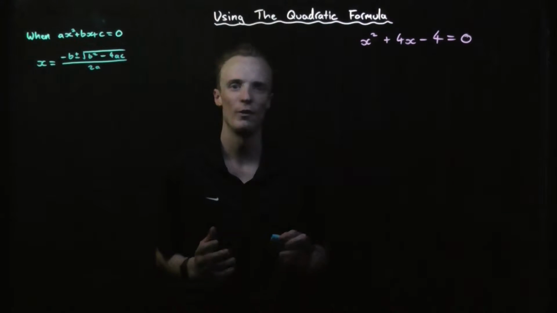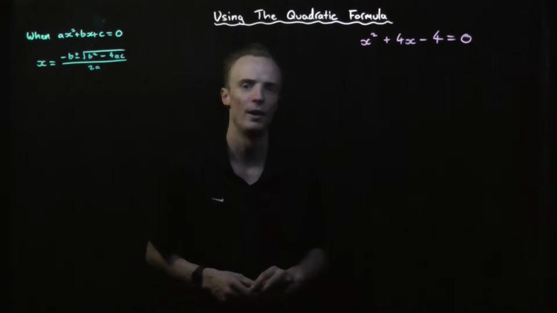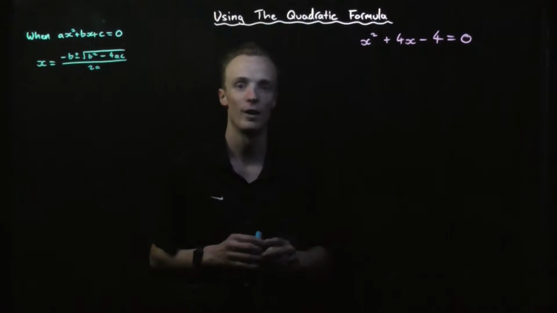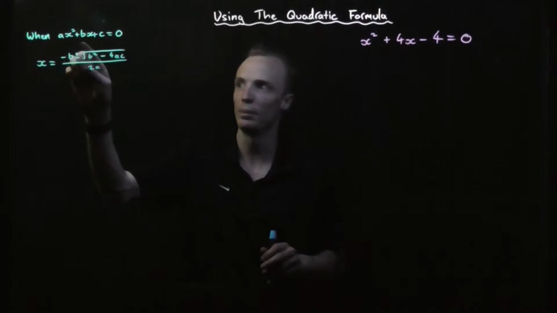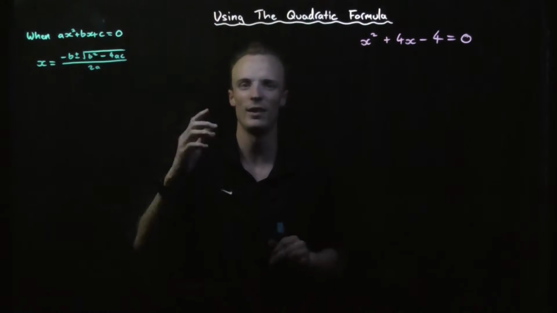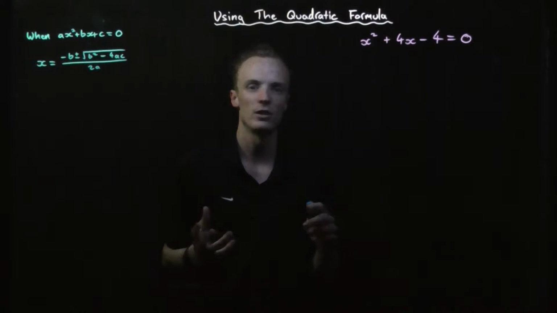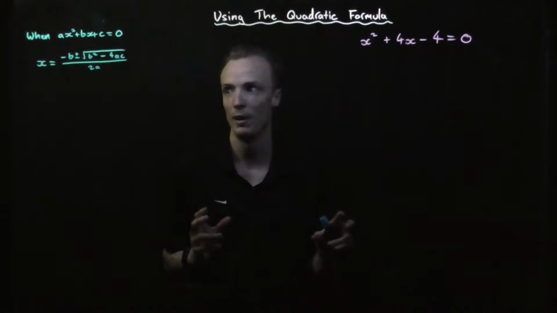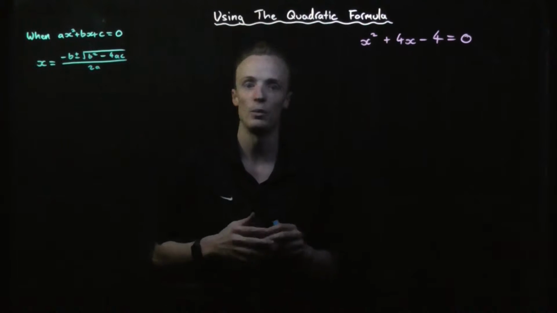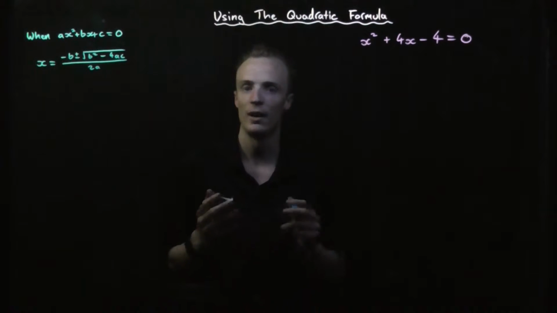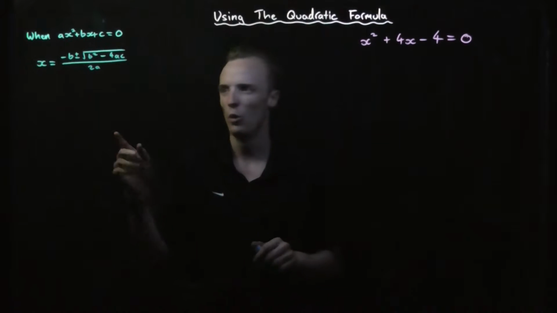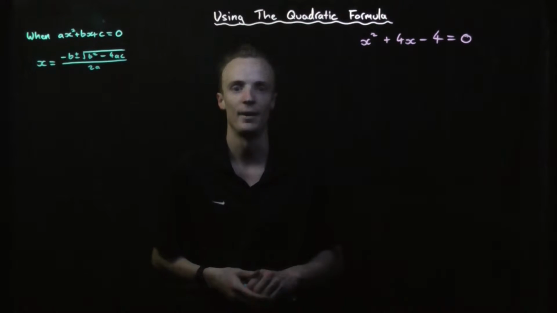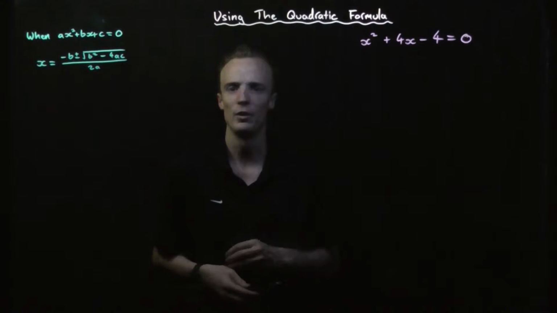In this video, we're going to have a look at how we use the quadratic formula to find the roots of a quadratic when we've got the quadratic in the format of ax squared plus bx plus c is equal to 0. Now, to do that, we can use the quadratic formula where x is going to be equal to negative b plus or minus the square root of b squared minus 4ac, all divided by 2a. So, how do we do it?